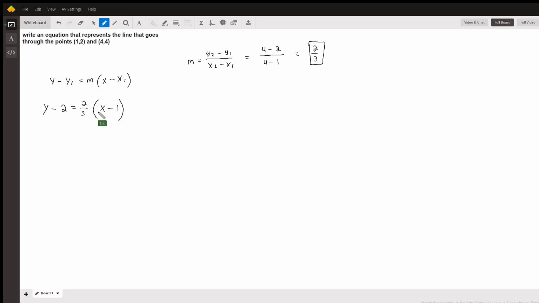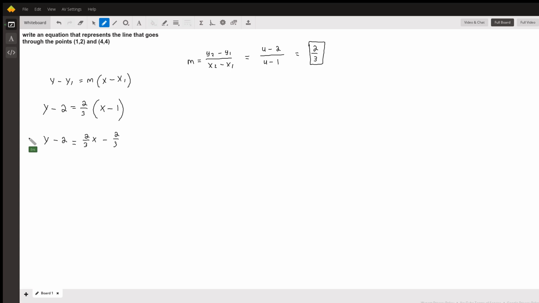Solving from here, we can distribute the 2/3 through the parentheses on the right side to get 2/3 x minus 2/3, and bringing down the y minus 2 on the left side, we have y minus 2 equals 2/3 x minus 2/3. Solving from here, I would actually write the equation in standard form. Since the question does not specify whether to leave it in slope-intercept or standard form, I'm just going to put it in standard form. So to put the equation of a line in standard form, we can't have any fractions in it.